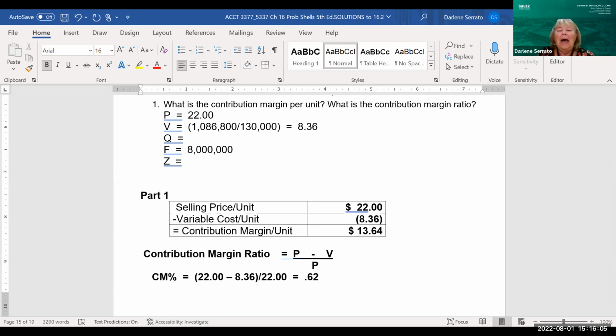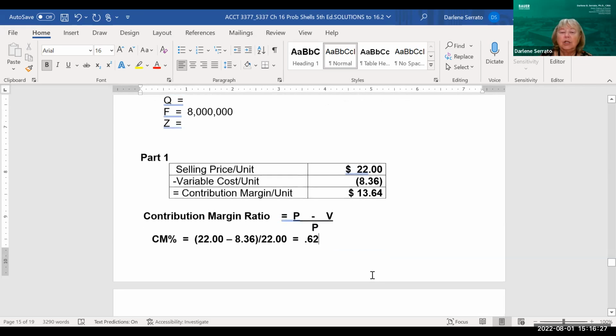Now, I am starting over from scratch. I could have taken contribution margin of 13.64 and divided by 22, but I started over from scratch because a problem may not ask me to calculate contribution margin per unit first. So that's the reason why I'm starting over from scratch.